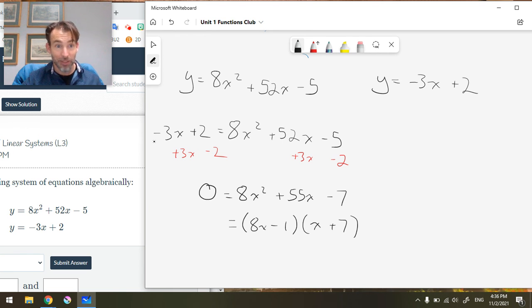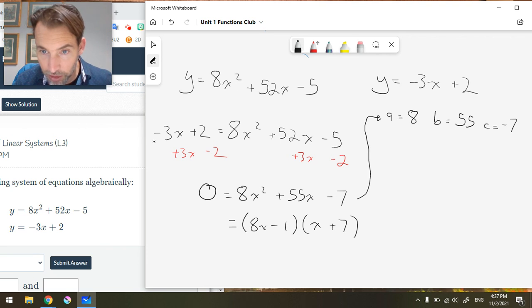There's a few ways to break up this 8, but I saw that this is a very big number, so I would need to multiply the 8 by the 7, give me 56, and then multiply this x by the negative 1 to take it down a notch and get there. Let's say you can't spot that, because I don't expect you to be able to spot that. I expect you to use the quadratic formula here. A equals 8, B equals 55, and C equals negative 7.